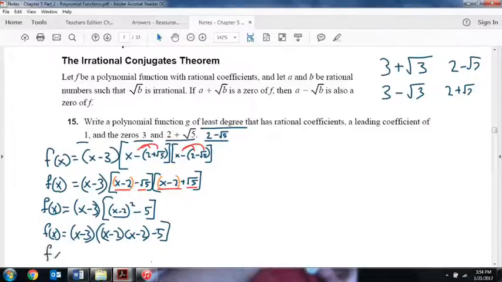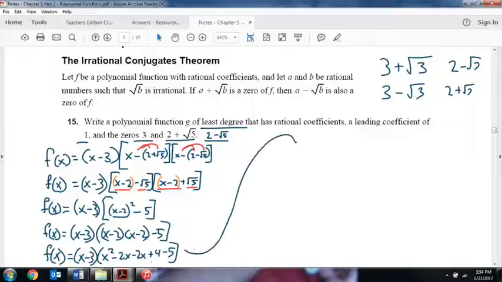So when we multiply the whole thing out, x minus 3, we get x times x is x squared, x times negative 2 is negative 2x, then distribute the negative 2. Negative 2 times x is negative 2x, negative 2 times negative 2 is positive 4, and then I get a negative 5 tacked on the end. And from here, I can clean it up. All right? So I get, again, f of x equals x minus 3, x squared, negative 2 and negative 2 make negative 4x, and 4 minus 5 make negative 1.